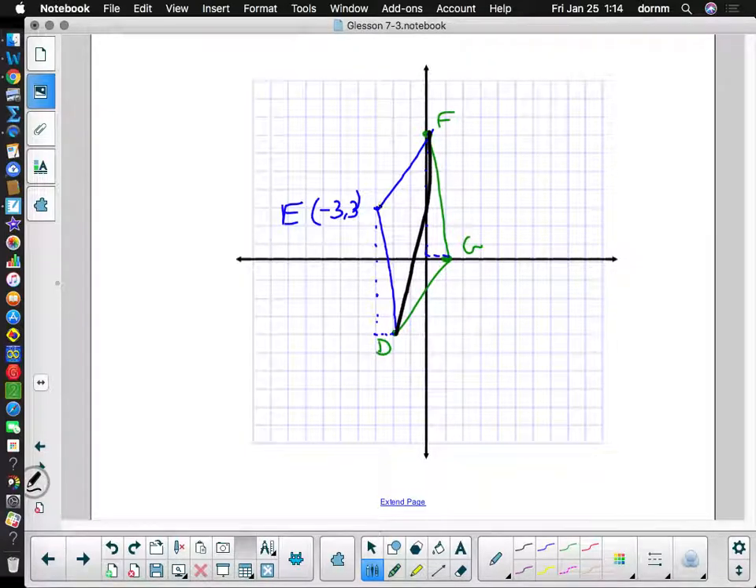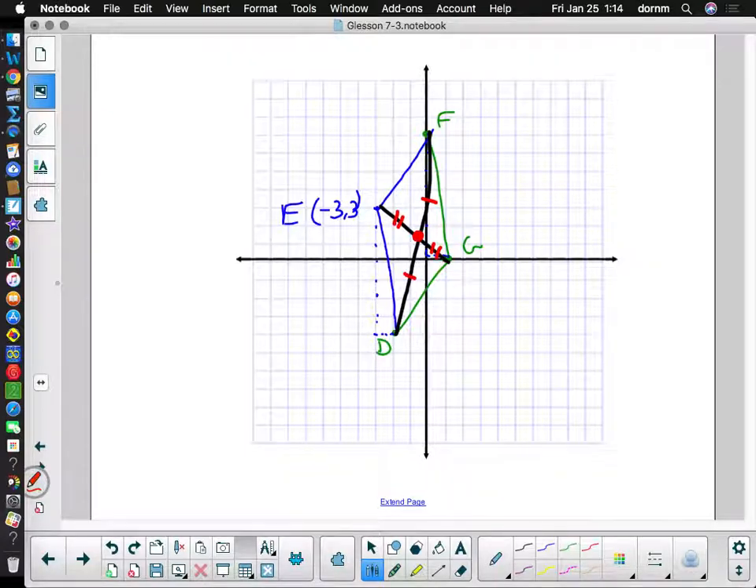If I have diagonals that bisect each other, that means this point is the midpoint for both diagonals, doesn't it? That's what bisecting each other means. It means they cross in such a way that they share the same midpoint. It doesn't mean the diagonals are congruent, but this piece is congruent to that piece, and that piece is congruent to that piece. That's what diagonals bisect each other means.